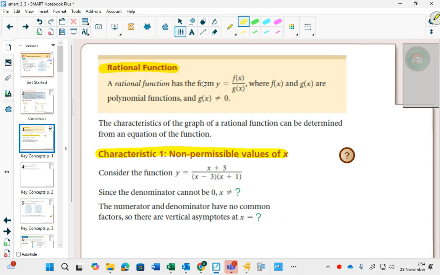Characteristics one at a time, but we're actually going to start doing the entire second concept, which is graphing as many different rational functions as we can. The steps stay the same for all of them, but the graphs look different every single time. So characteristic one, non-permissible values of x. They will either become holes or vertical asymptotes.